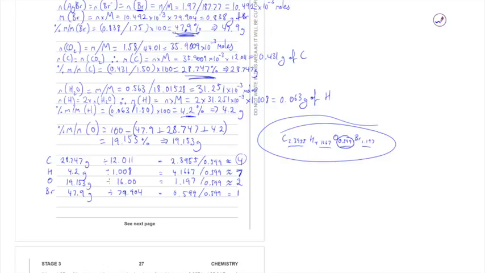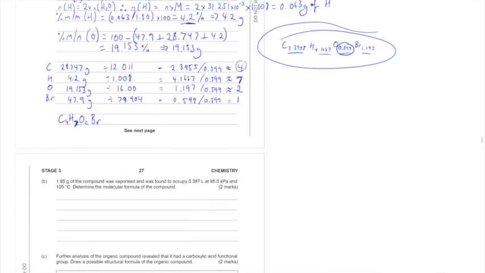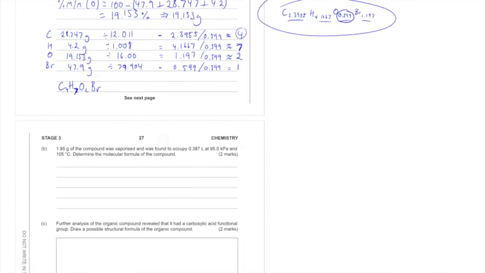So that gives me my final empirical formula as being C4H7O2Br. Whew. That was quite a bit of work. Moving on to the next part of the question, B. Thankfully, we can see it's only 2 marks, so it's going to be a lot less work.